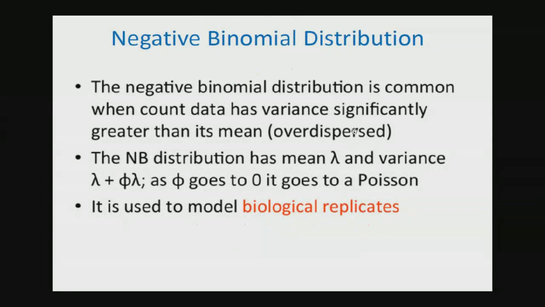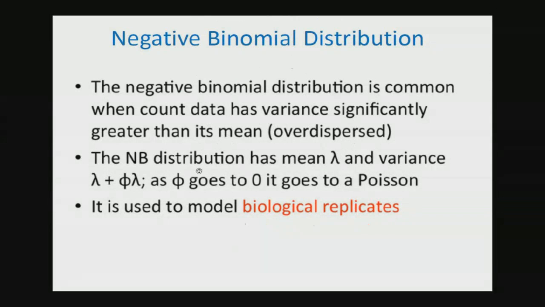People find this out because it's very easy. You get the data and you just summarize the mean and the variance, and it looks like the variance is greatly larger than the mean. That means the Poisson model is not appropriate. So that's why people think the negative binomial would be a good way.